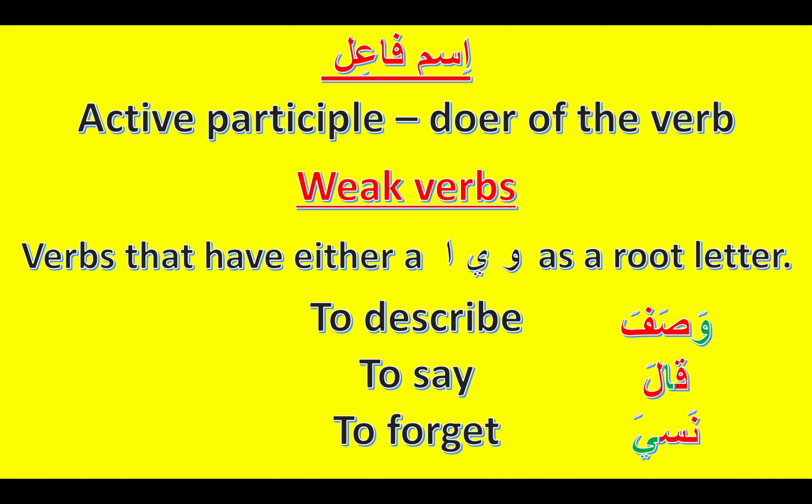Now, weak verbs are verbs that have either an alif, ya, or a waw as a root letter, and they can appear in different positions of the word. So we can have weak verbs where the weak letter is the first root letter, for example, wasafa, to describe, or as the middle letter, qala, to say, or as the final root letter, nesiya, to forget.